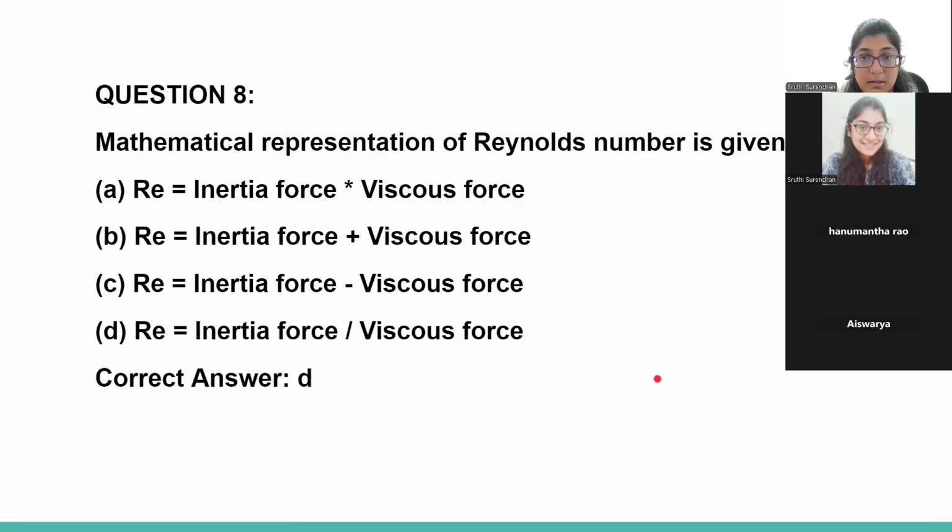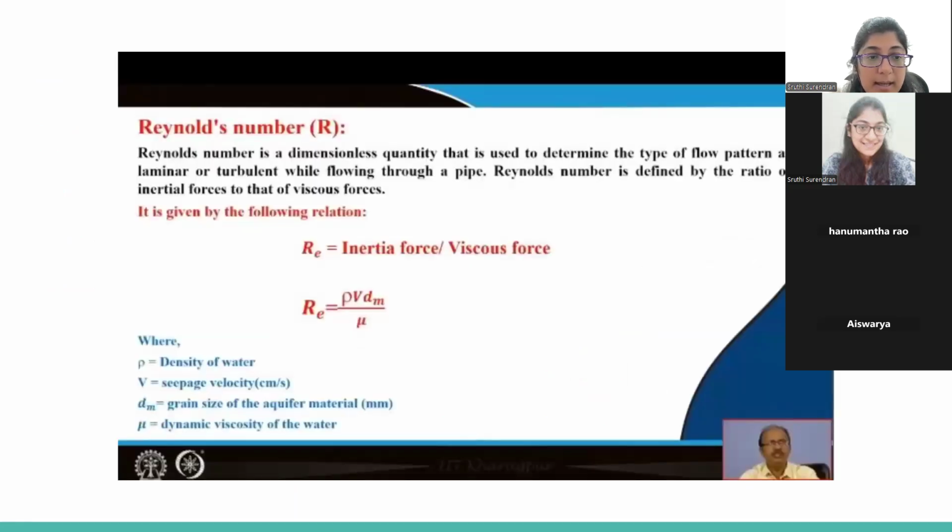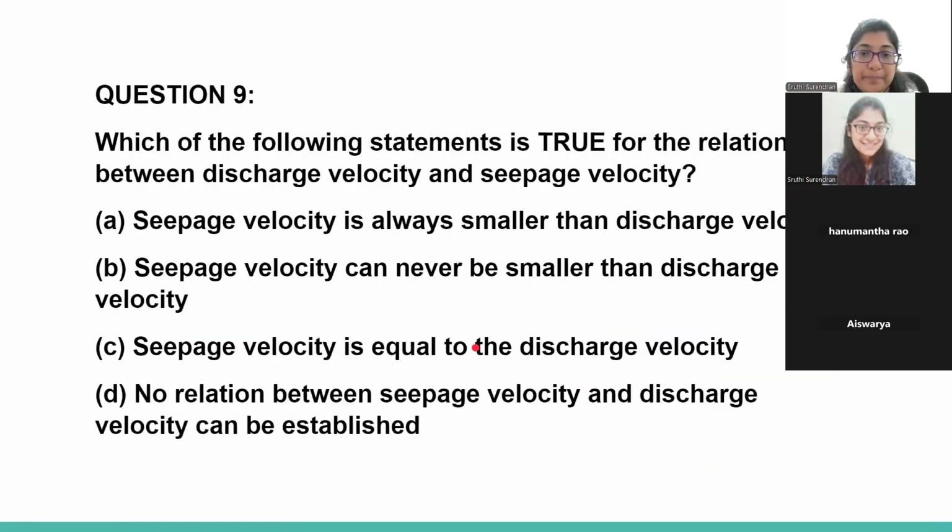Then what is this Reynolds number? What is the mathematical expression for Reynolds number? And inertial force by viscous force, what is the definition? And also this expression. It will be good to know this.